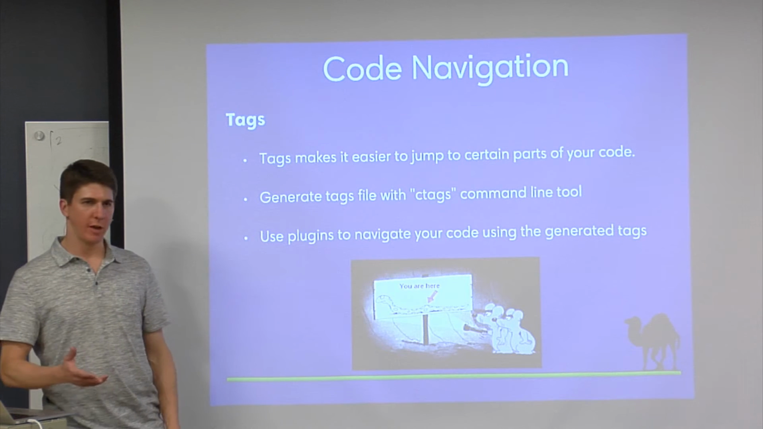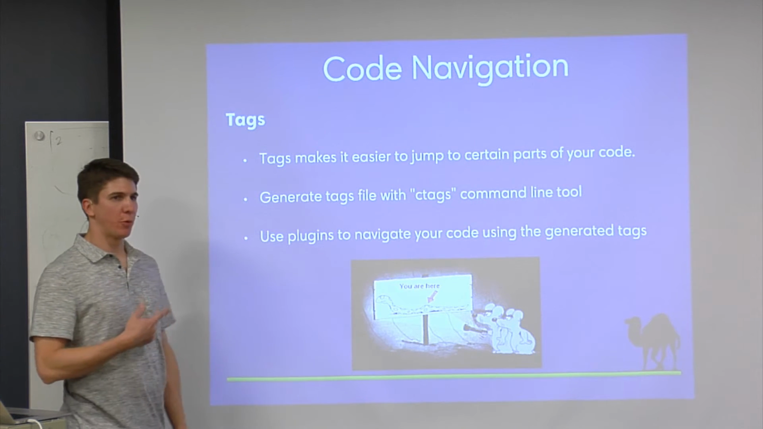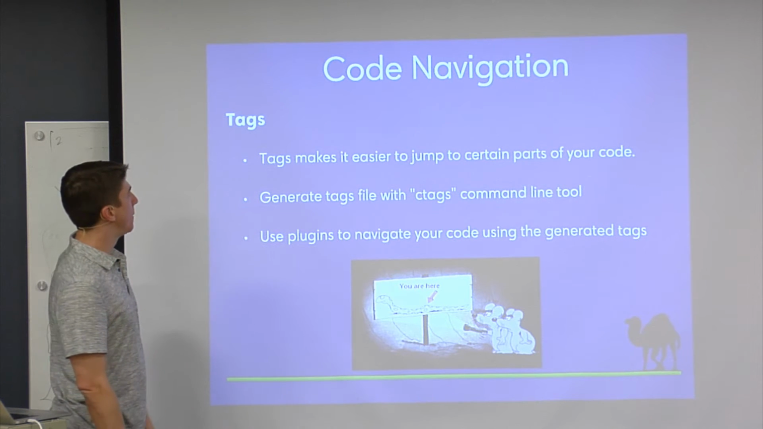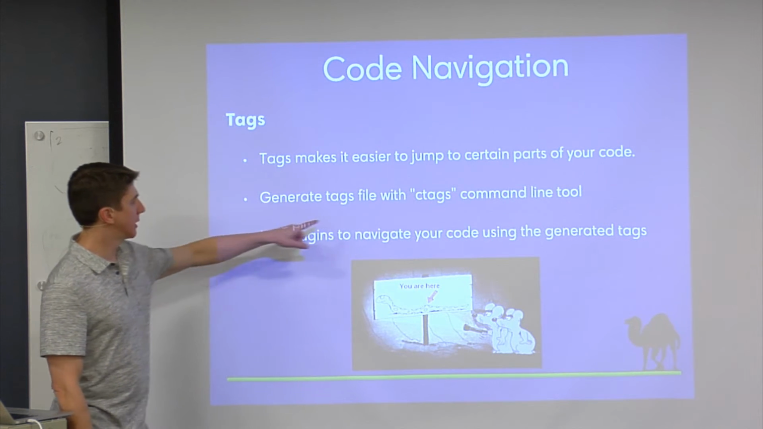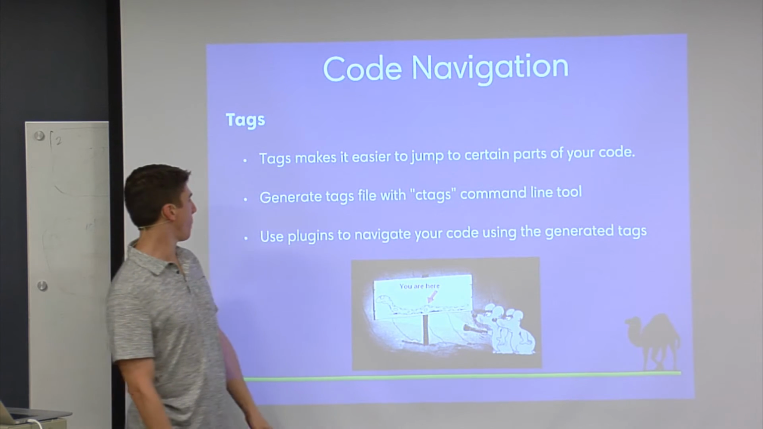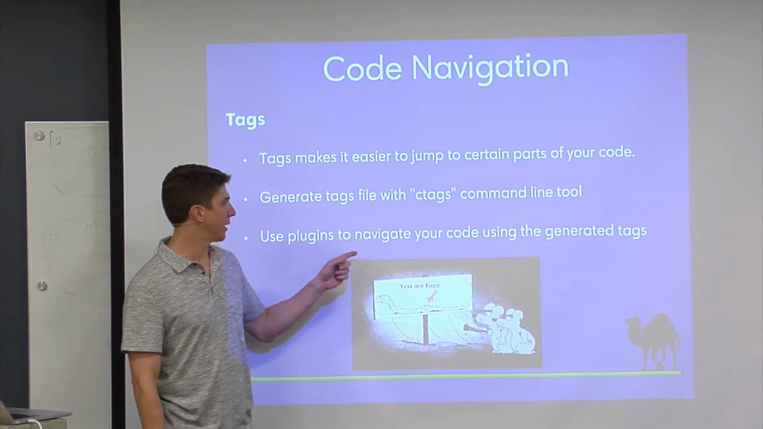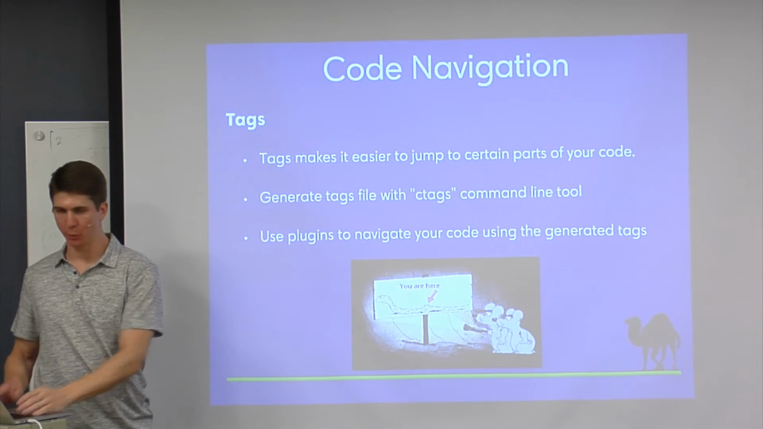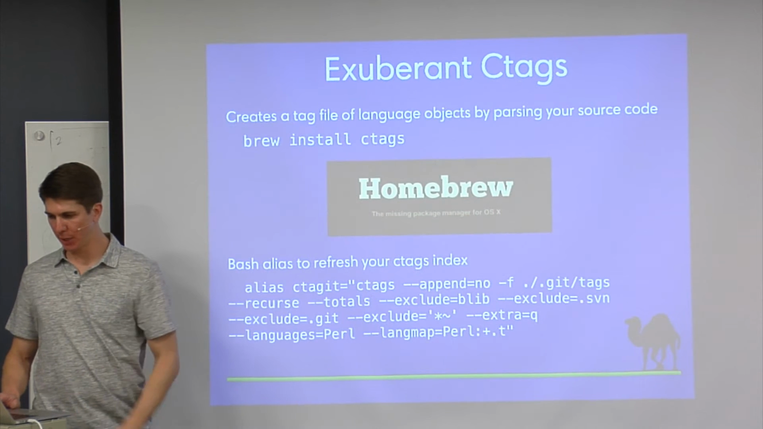All right, code navigation. So as I mentioned before, when you're writing code, you have language objects. And they're called tags. There's a program called ctags that you can download. You can also download plugins that let you use the result of running ctags, which creates these language object tags. Kind of show you how that works.